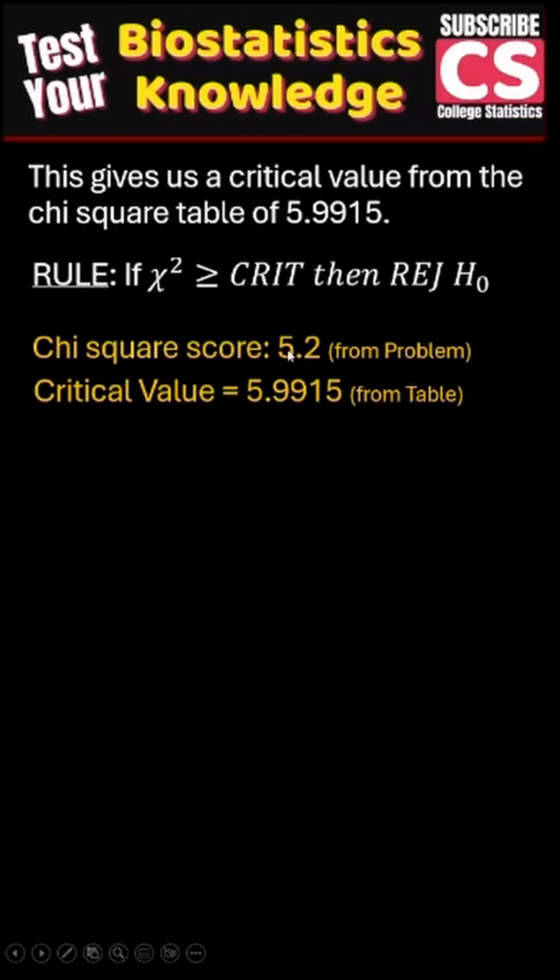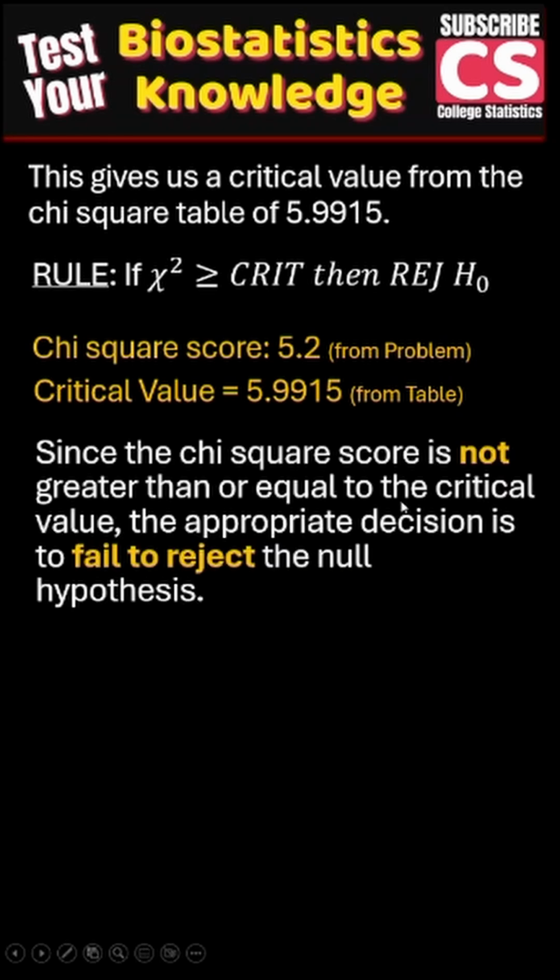Now, we got a chi-square score of 5.2 from the problem, and we have a critical value of 5.9915 from the table. And we see that 5.2 is not greater than or equal to the critical value of 5.9915. Therefore, the appropriate decision is to fail to reject the null hypothesis.